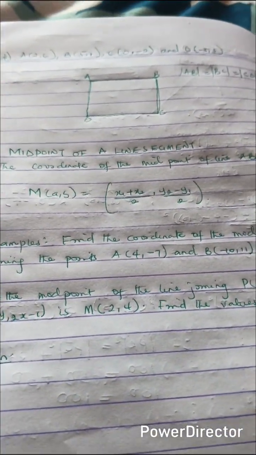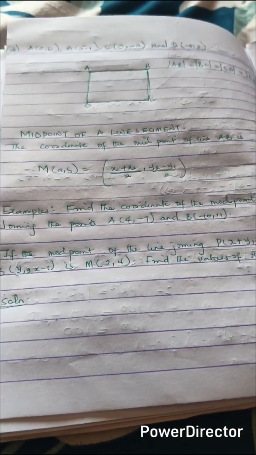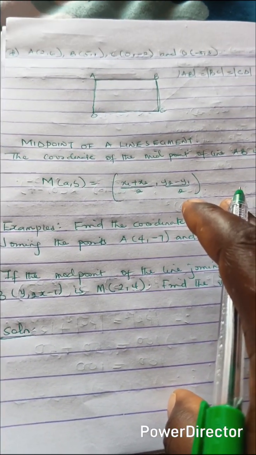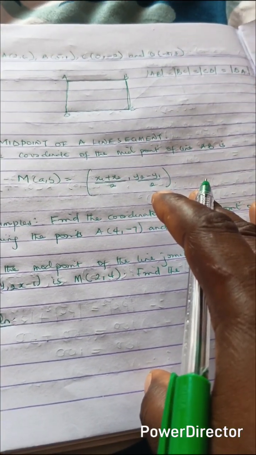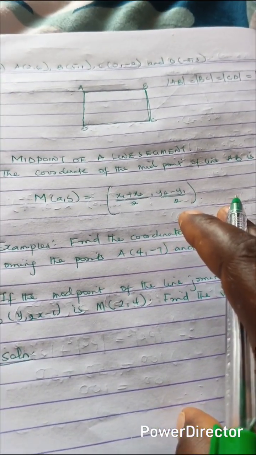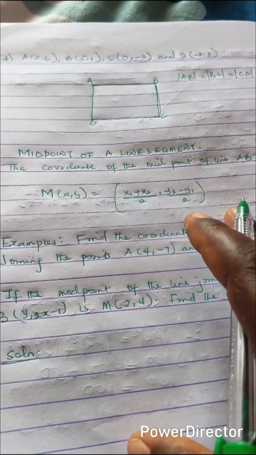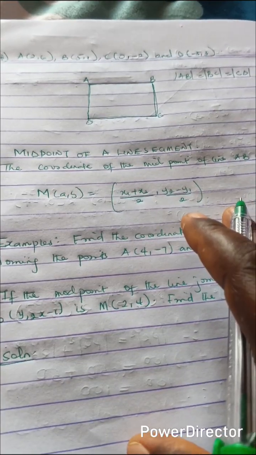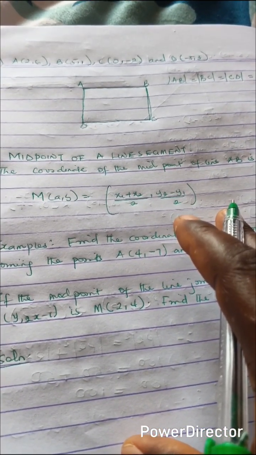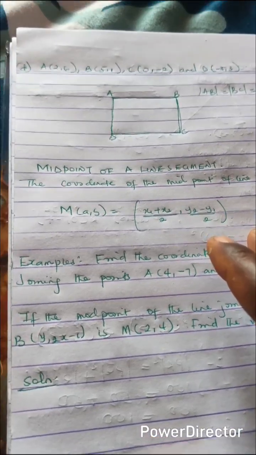So now, the next thing is we are moving to the midpoint of a line segment. The coordinate of the midpoint of a line of any 2 points, or of a line AB, is defined as this: the midpoint of A, B is equal to (x1 plus x2 over 2, y2 minus y1 over 2).